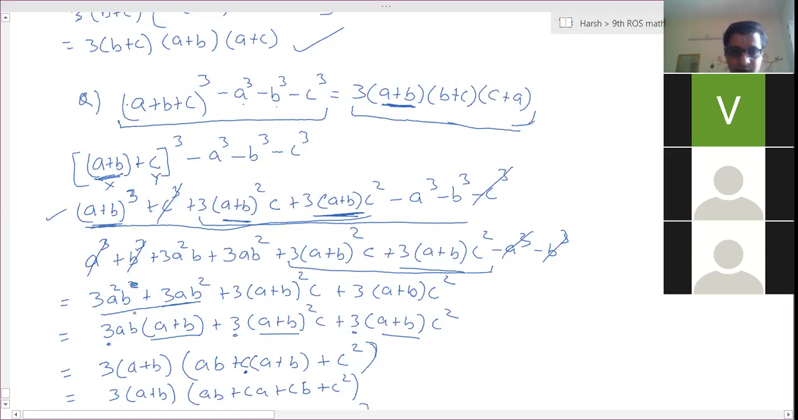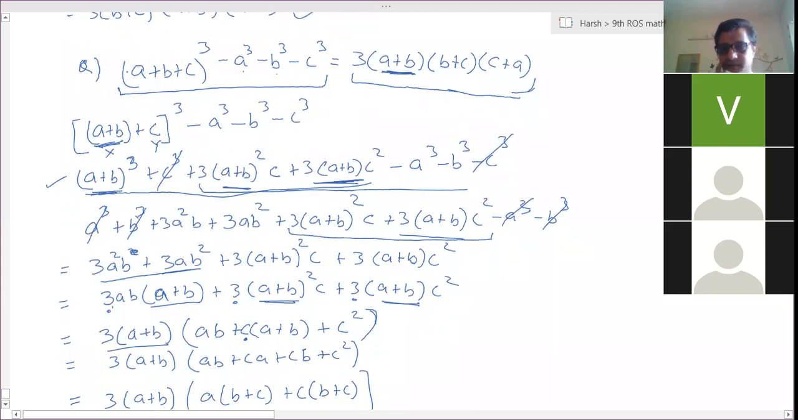Now what we did, I took 3ab common from the first two terms. So I am left with a plus b. And in these terms also we have a plus b. So in these three terms, what is common? 3a plus b is common. So left out is ab plus c, a plus b plus c square. And then I removed the bracket with ca and cb and then I took common. Clear?